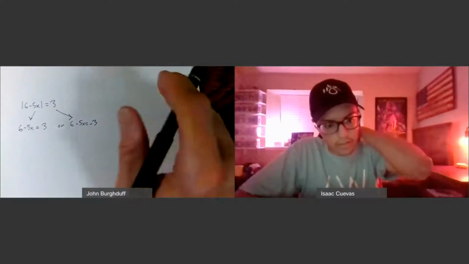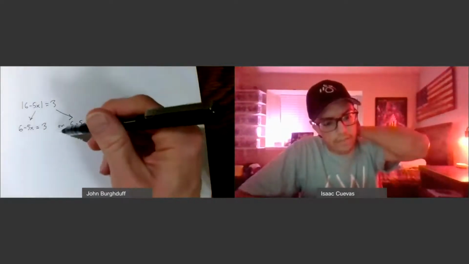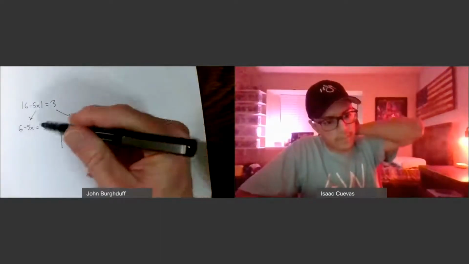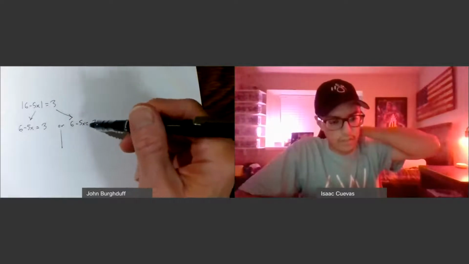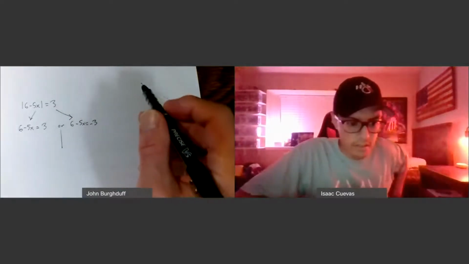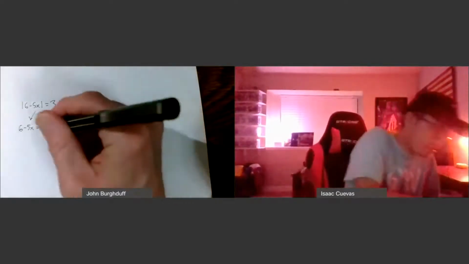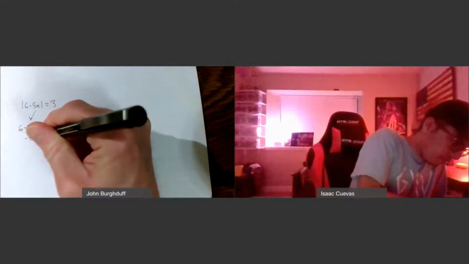Okay. And then that gives you two equations. Each one is just going to be a single number, and you just solve them individually. Gotcha. So, minus x on both sides. Mhm. Okay. Sure.